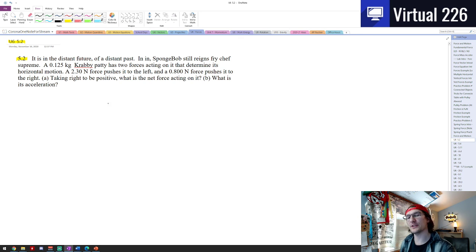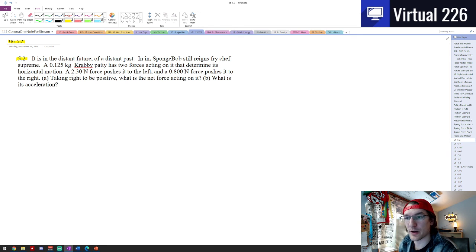So this is a Unit 6 problem. It's number 5.2. It's the early world of forces and looking at net forces, or the sum of forces acting. In the distant future or distant past, SpongeBob still reigns as fry chef supreme. In this problem, we have a 1/8 kilogram Krabby Patty, 0.125 kilograms. It has two forces acting on it to determine its horizontal motion.